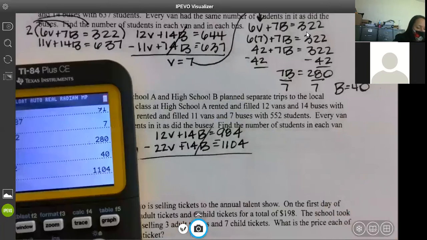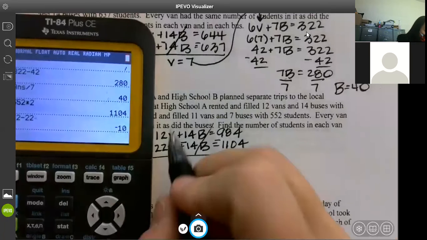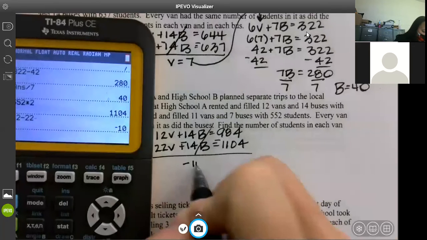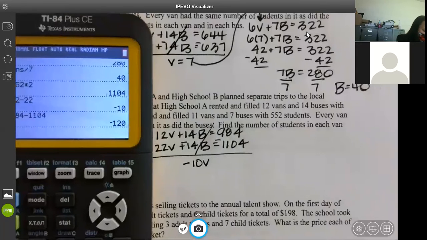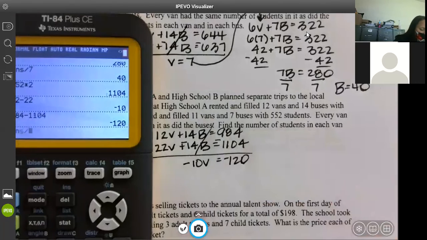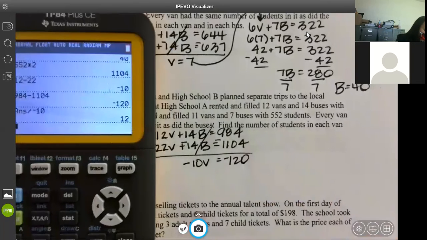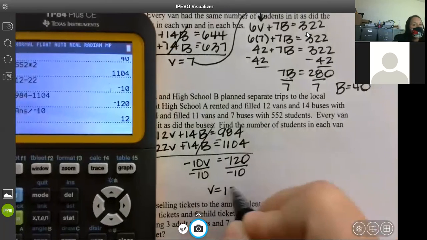If you need it, 12 minus 22 is negative 10B. 984 minus 1104 is, how do I finish it? Divide by negative 10. And I get V equals 12.